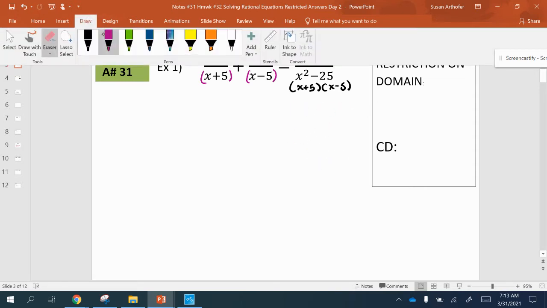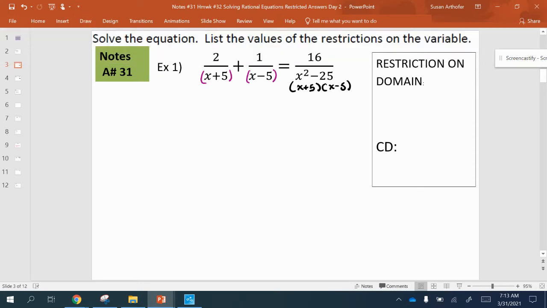Okay, now from yesterday's lecture, we have to list the restrictions on the domain. So we take one of everything in the denominator and we solve by setting them equal to 0. We already have the x plus 5 and the x minus 5, so we don't repeat. In order to solve this, we would subtract 5 from both sides, so x cannot be equal to negative 5. On this one, we would add 5 to both sides, so x cannot equal a positive 5. So there's our restrictions on our domain.